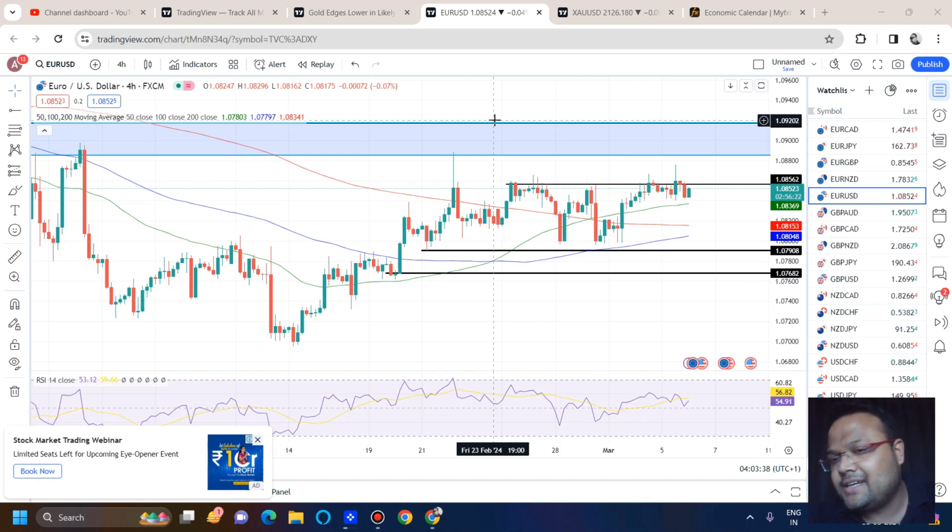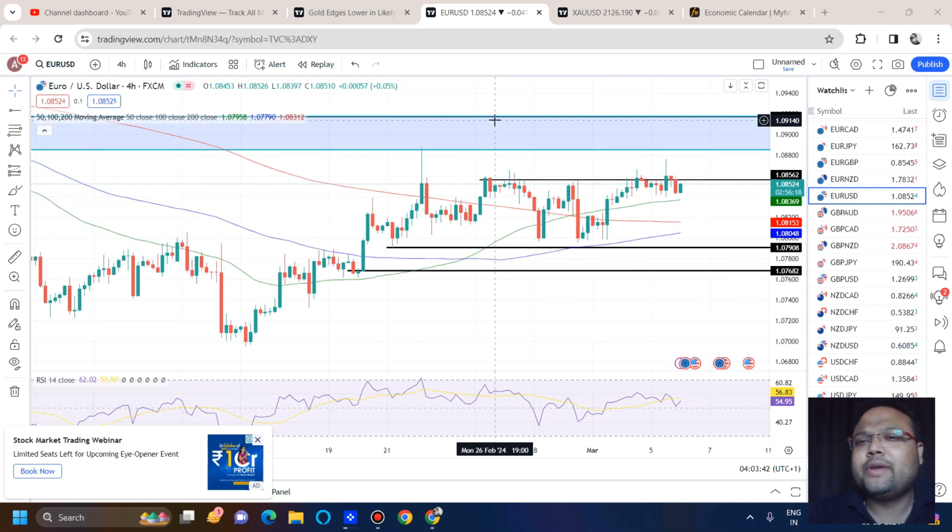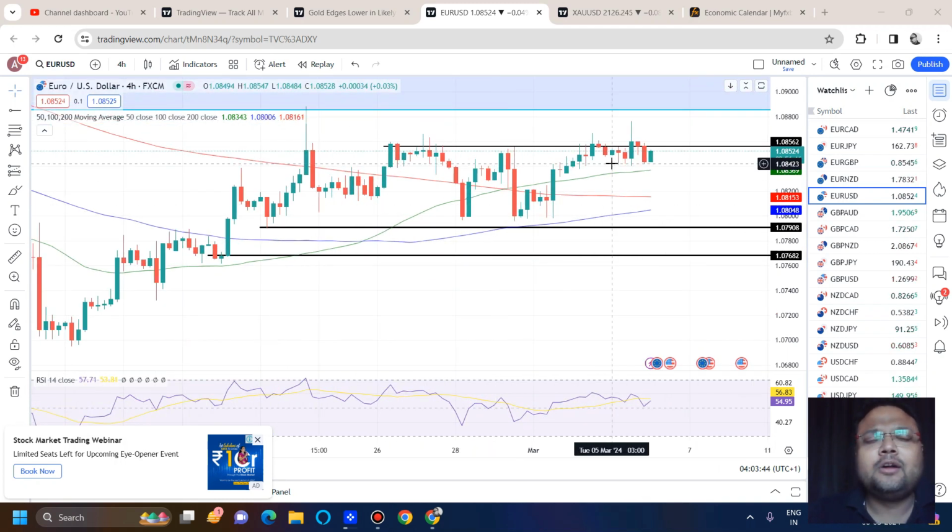So let's get started. My dear friends, this is the 4-hour chart of Euro USD in front of us, and we can see that Euro USD is not moving much. Euro USD is standing around the resistance that we discussed on Saturday.